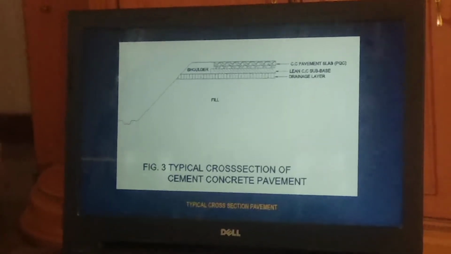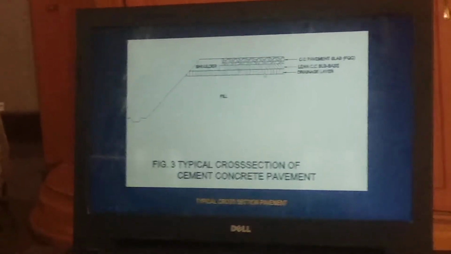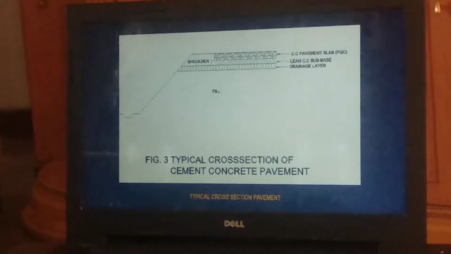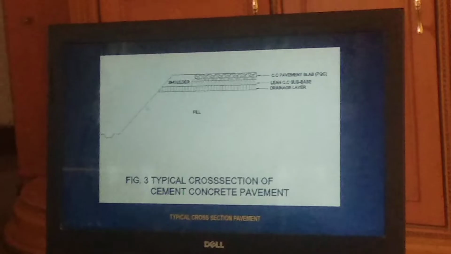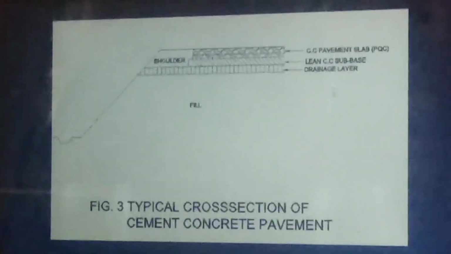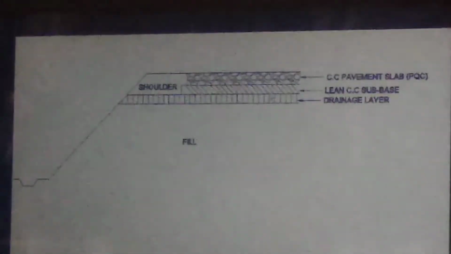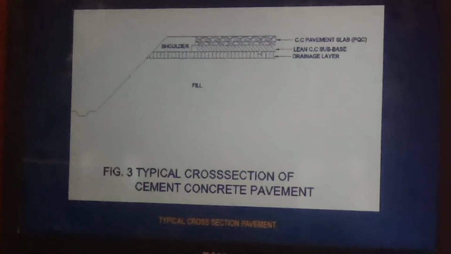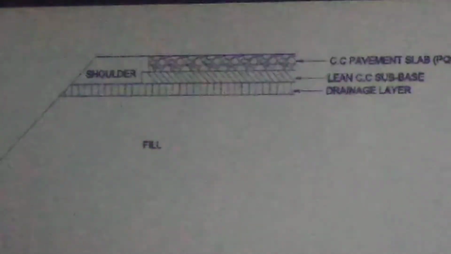If you take a typical cross section of cement concrete pavement, what are the layers we have? The bottom, the embankment, and above the embankment there should be subgrade. Here that line is missing. Below this drainage layer, it is compacted subgrade or the subgrade. Above that we have drainage layer, and then we have the DLC subbase, lean cement concrete subbase, and above that we have PQC layer, or otherwise cement concrete pavement slab.